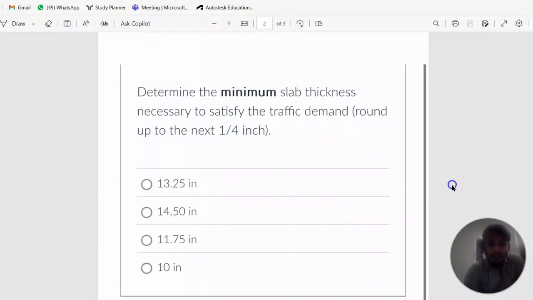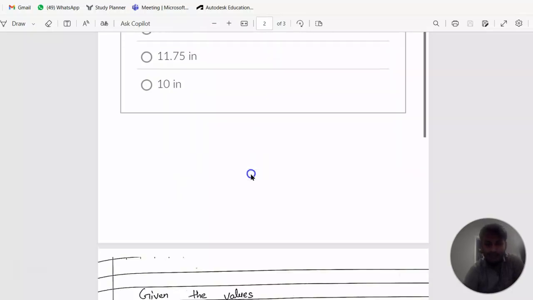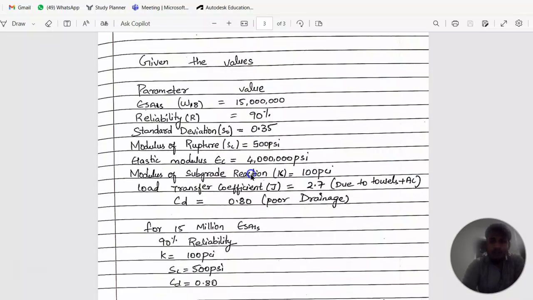We have 4 options. We have to determine the minimum slab thickness, and traffic demand rounds up to the next 1/4 inch. Let's see the given values. ESALs W18 is 15 million, reliability 90%, standard deviation 0.35, modulus of rupture Sc 500 psi, elastic modulus Ec 4 lakh psi, modulus of subgrade reaction K is 100 psi, and load transfer coefficient J is 2.7 due to dowels plus AC. Because of poor drainage, we are taking Cd as 0.80.